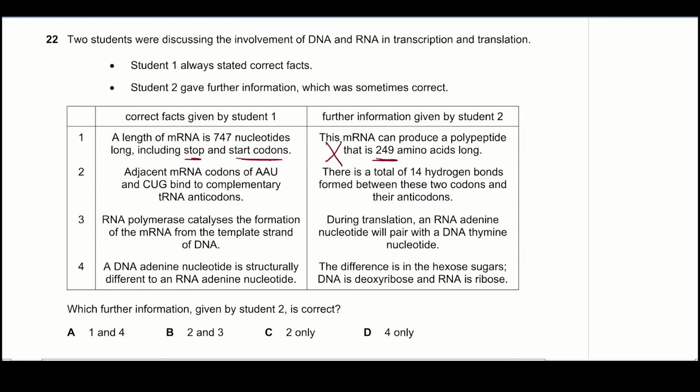2. Adjacent mRNA codons of AAU and CUG bind to complementary tRNA anticodons. Okay, this is correct. There's a total of 14 hydrogen bonds formed between these two codons and their anticodons. This is correct. Let's draw them out here. AA. We know that adenine binds with thymine with 2 hydrogen bonds. Same here too. And we know that cytosine binds with guanine via 3 hydrogen bonds.